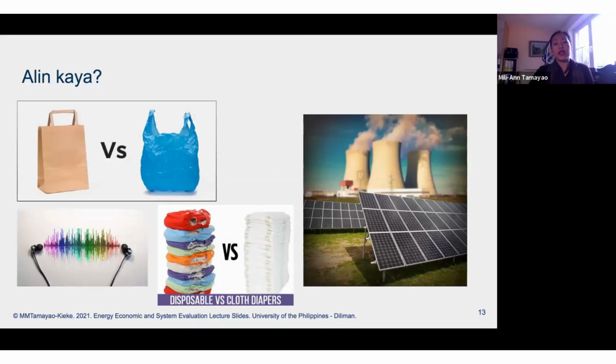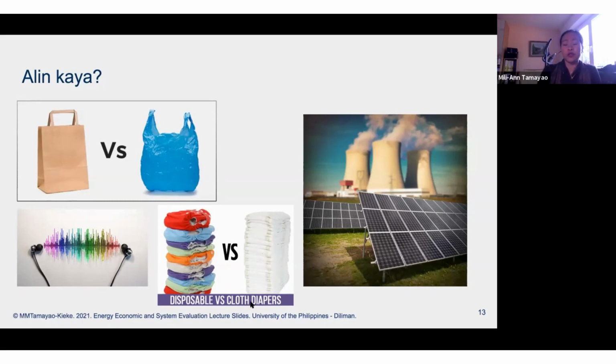Okay, now LCA is a useful tool and framework for answering interesting questions such as, is it really more environmentally friendly to use paper grocery bags versus plastic bags? Or maybe using physical music CDs versus digital versions of the music? Okay, ano kaya ang mas mataas ang environmental impact? Or what are the scenarios in which one is better over the other?